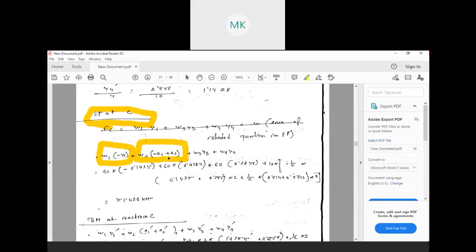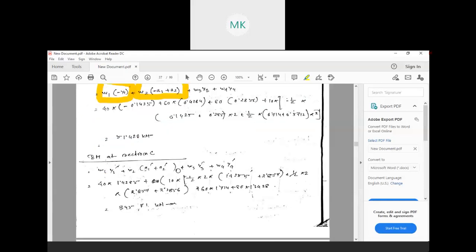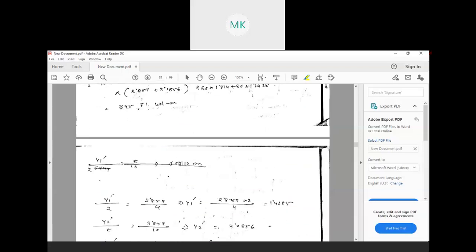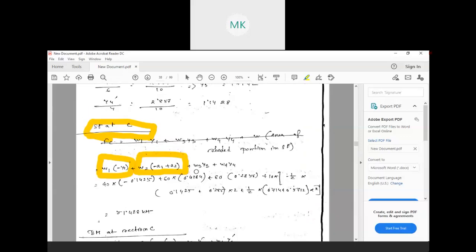You see, minus a1 plus a2, because there are two areas here: below this shaded portion, this one, and this one. If you consider this as a1 and the above one as a2, we need to take that also here. The rest is simple: w3 into y3, w4 into y4. So y1, y2, y3, y4 we have already calculated. Okay, fine. For a1 and a2, I have already discussed with you how to find them out.